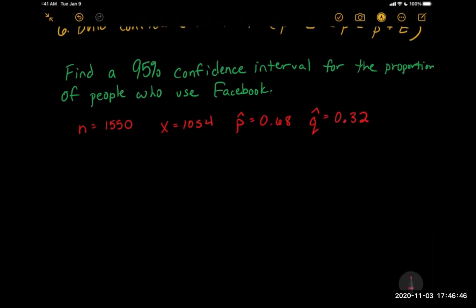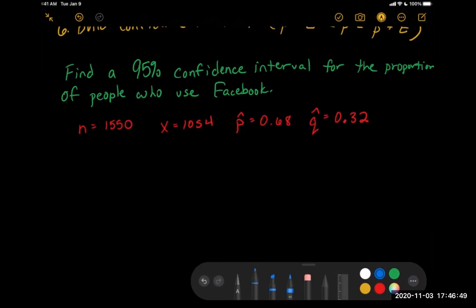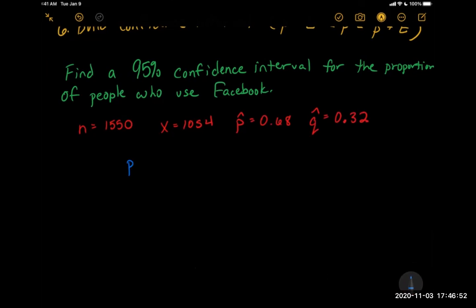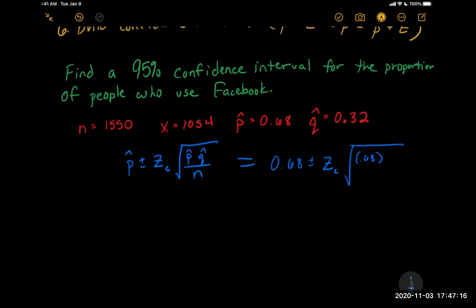So what our confidence interval would look like if we were to write it out would be p hat plus or minus the critical z times the square root of p hat q hat over n. So let's plug in our numbers. It's 0.68 plus or minus critical z times the square root of 0.68 times 0.32 over 1550. That's what it looks like before I actually do any math stuff.